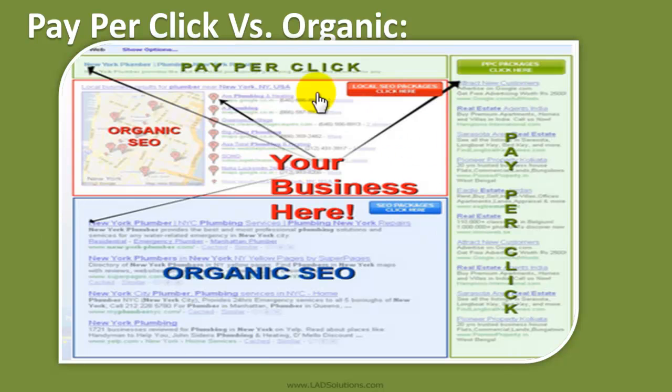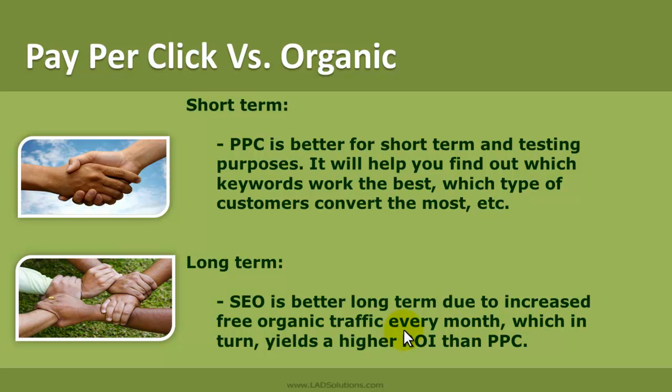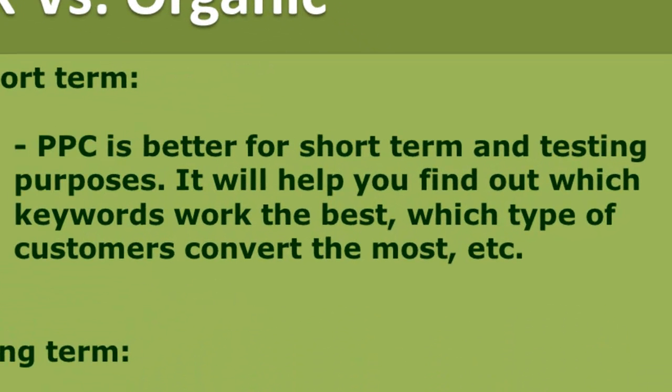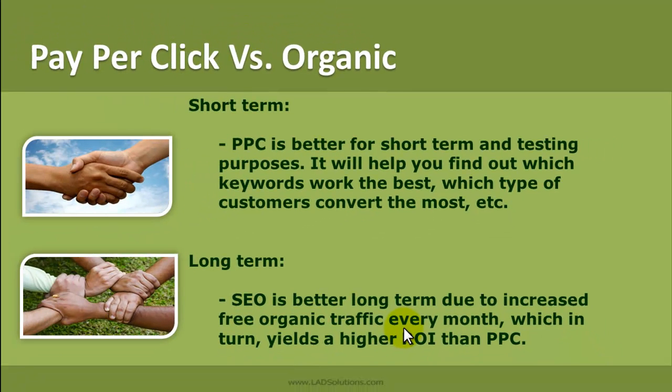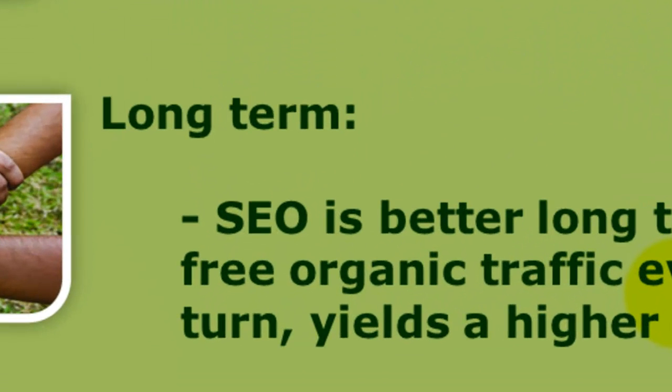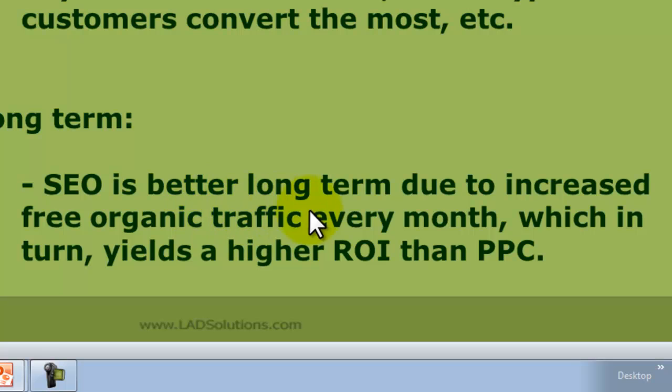And the organic is if you're in the middle section right here. There's a couple things. Now, this is according to Google. Google says that pay-per-click is better for short-term and testing purposes. Okay, it is good. But if you're far beyond the testing purposes, which would probably be within a couple of months, you should now concentrate all your efforts on a long-term strategy, which is SEO. SEO is better for long-term strategies due to increased free organic traffic every month, and it yields a higher ROI than PPC. That's why all the Fortune 500 companies concentrate all their efforts on SEO.